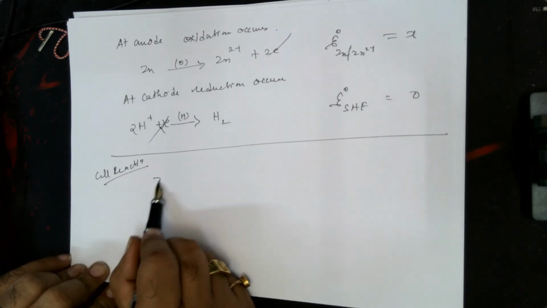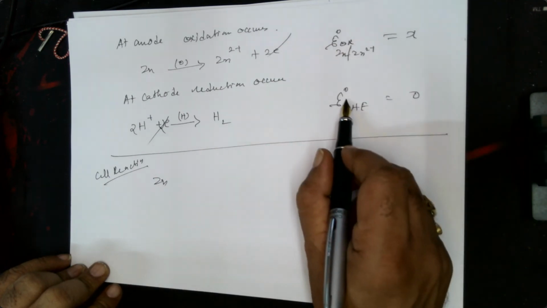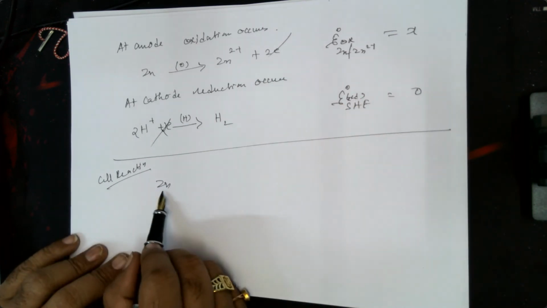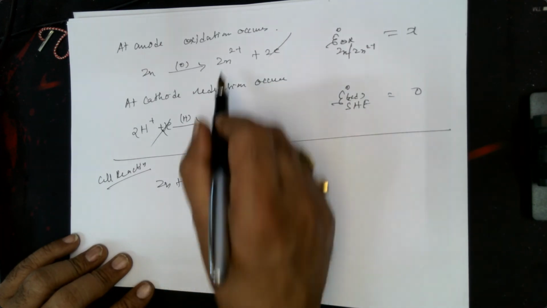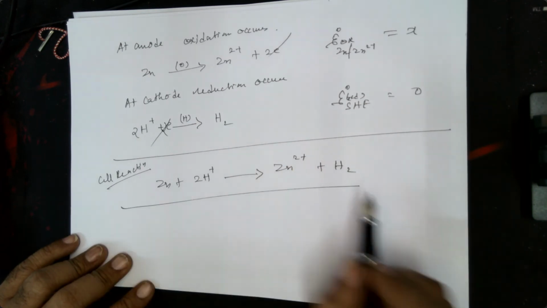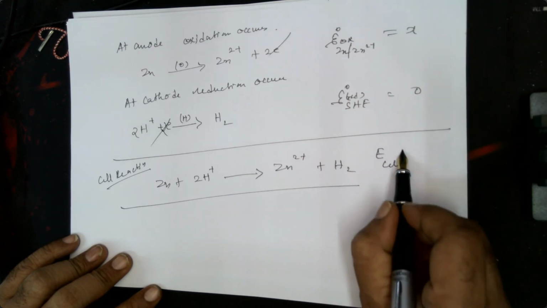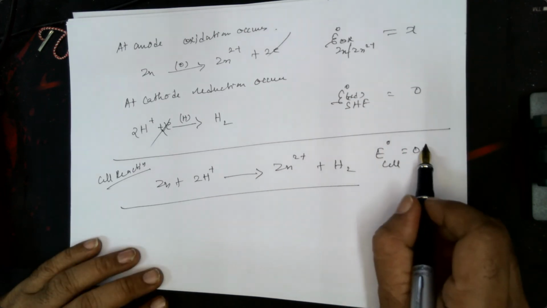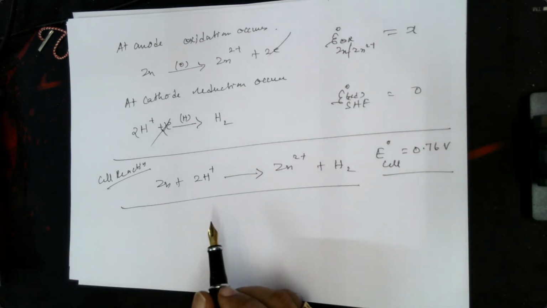In fact, this is the oxidation potential and this is the reduction potential. Let me take it like this. Now zinc plus 2H plus gives Zn 2 plus plus H2. This is the cell reaction, for which we have got the experimental value. What is the experimental value? 0.76 volt, is it not? This is the experimental value. From this we can calculate X, is it not?